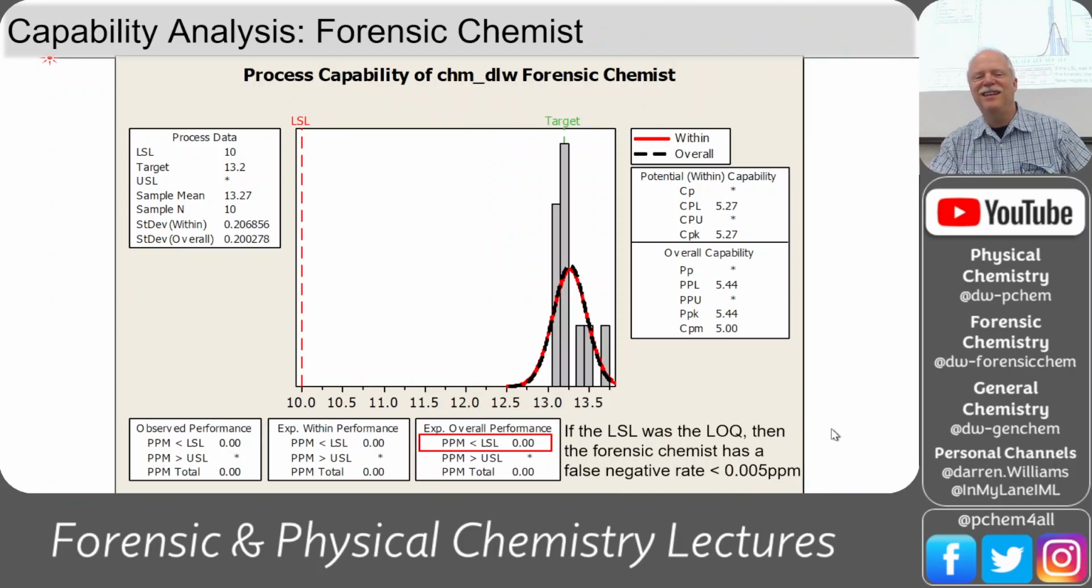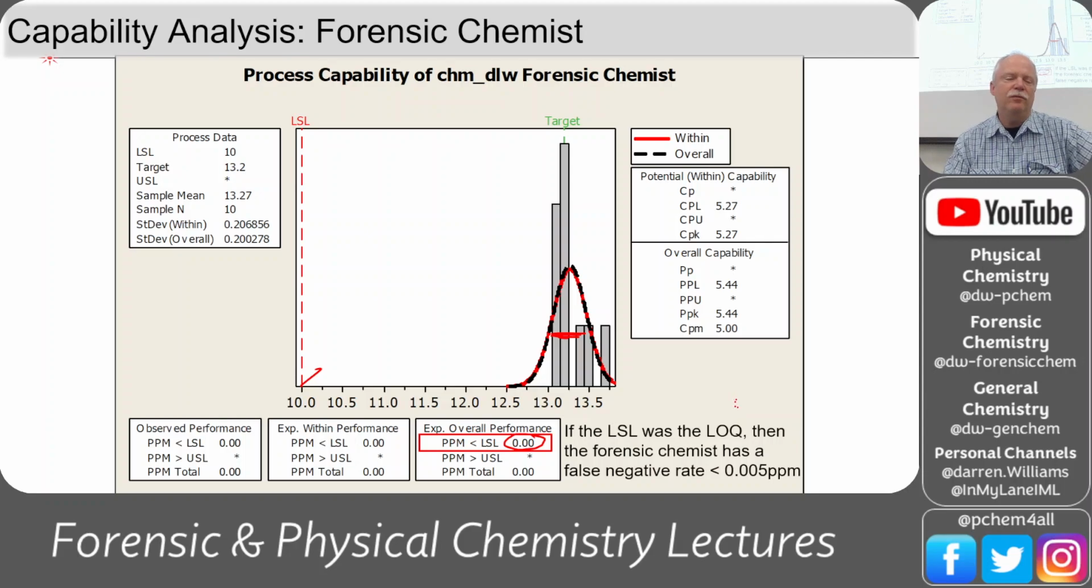Here's the forensic chemist. Okay. Same target, 13.2, they analyzed it. Remember, their precision was much tighter. And because their standard deviation was so small, look, their curve drops to 0, and down here's the 10% false negative. And so it's listed as 0 times out of 1 million, right? But we know it's only giving us 2 decimal places. So we can say that it's less than 0.005 parts per million. So out of 1 million times, they would not be falsely reporting below 10.